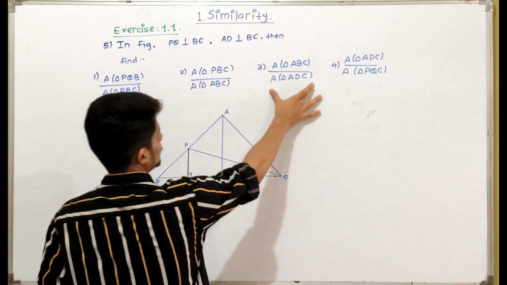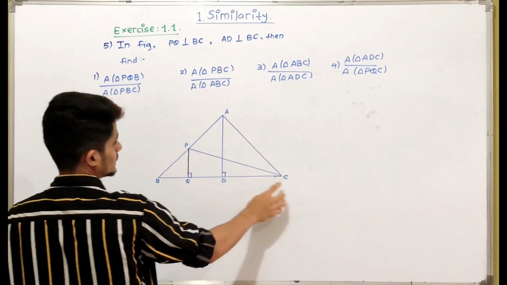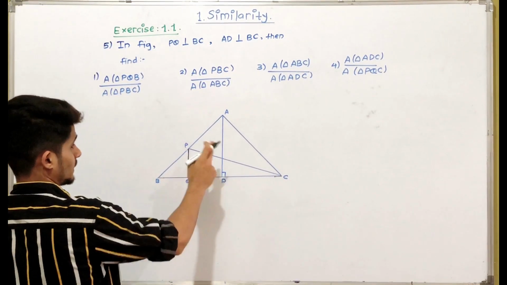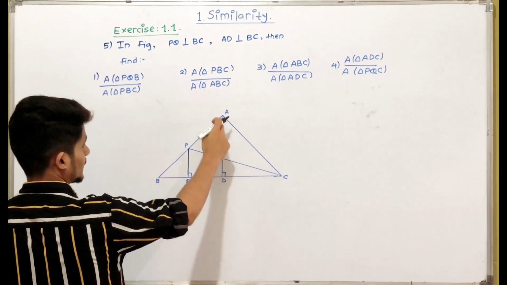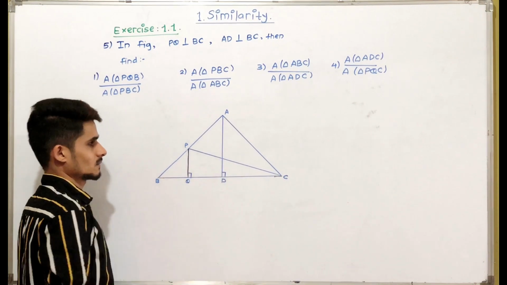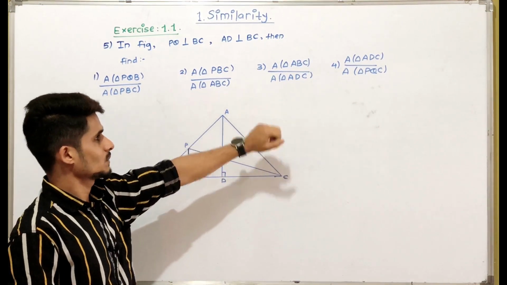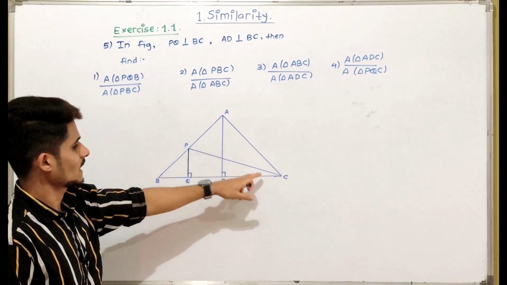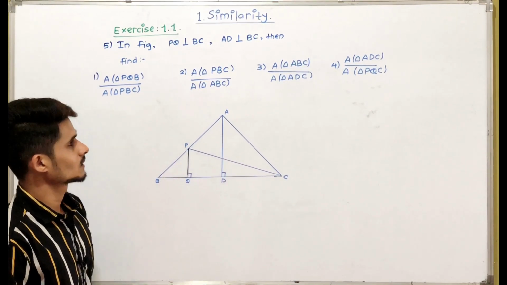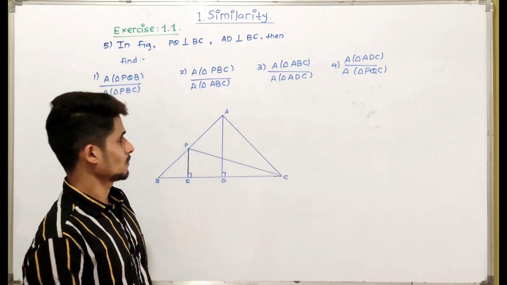Similarly we'll see third one, that is ABC and ADC. In triangle ABC and triangle ADC, the height AD is common. So we have to write triangle ABC and triangle ADC have the same height AD, and after that write a statement and find the base.